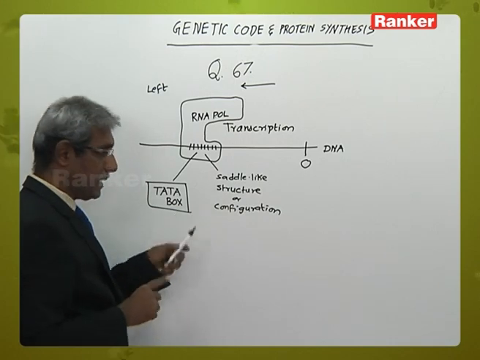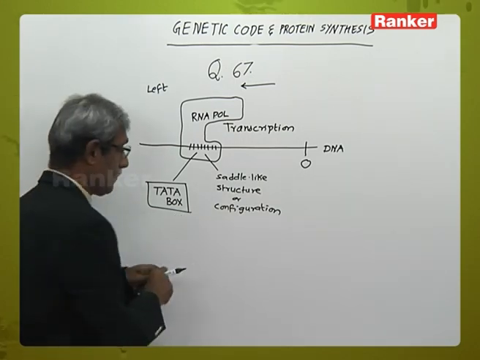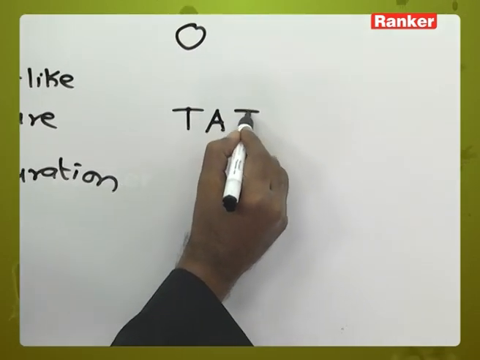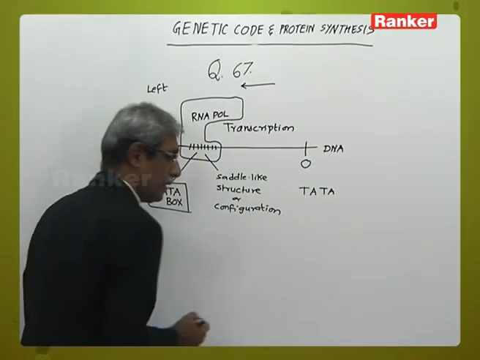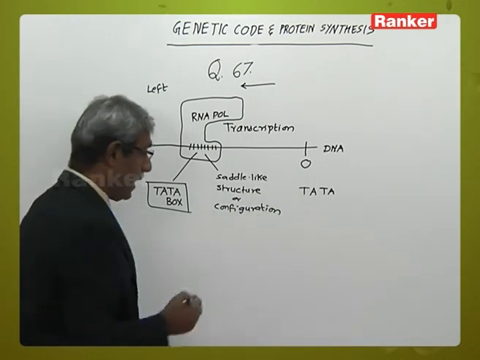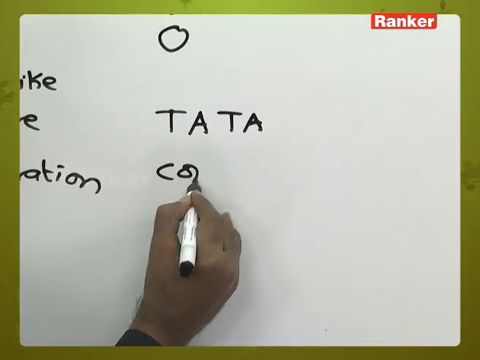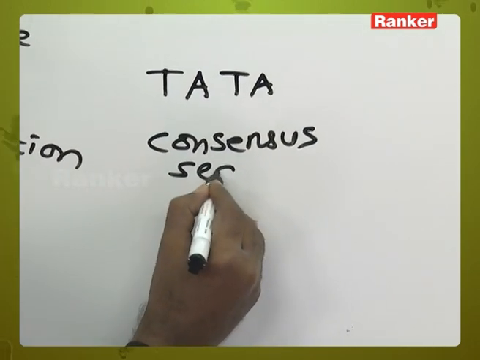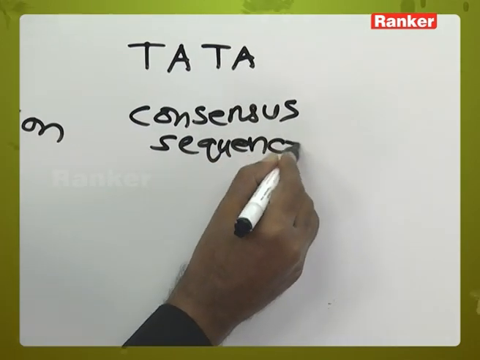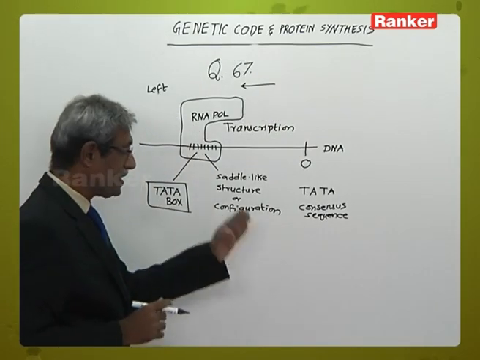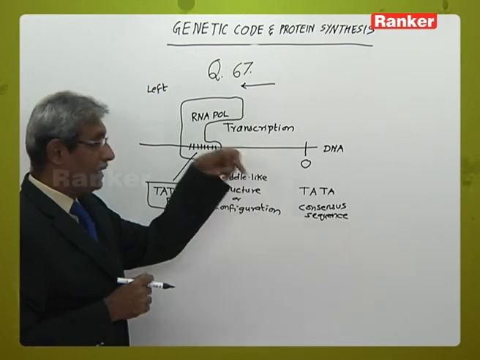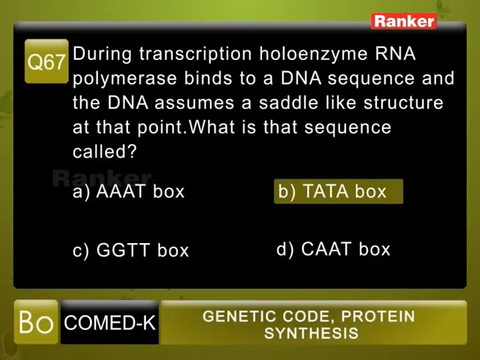So, TATA box is a sequence with more of TA and more of TA. TATA box is otherwise termed as consensus sequence. It is termed as the first consensus sequence which is required during transcription in the case of eukaryotes. The answer is B.